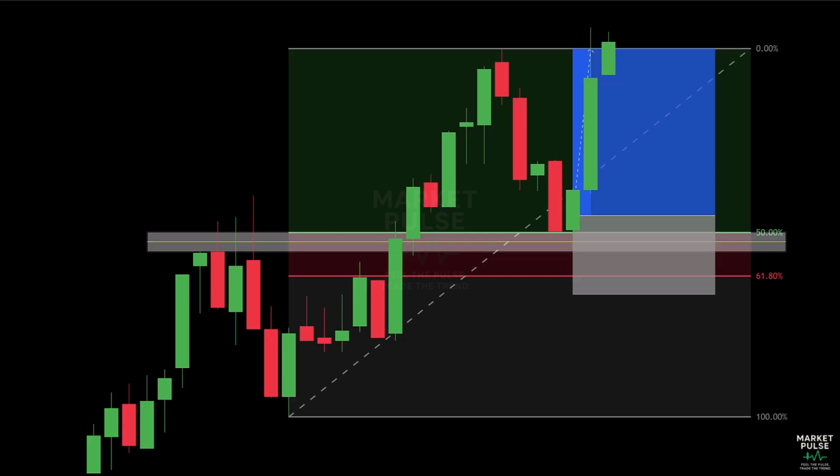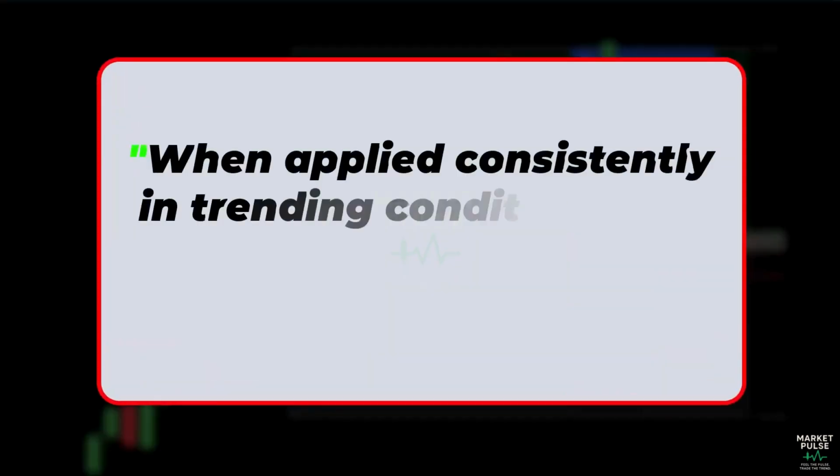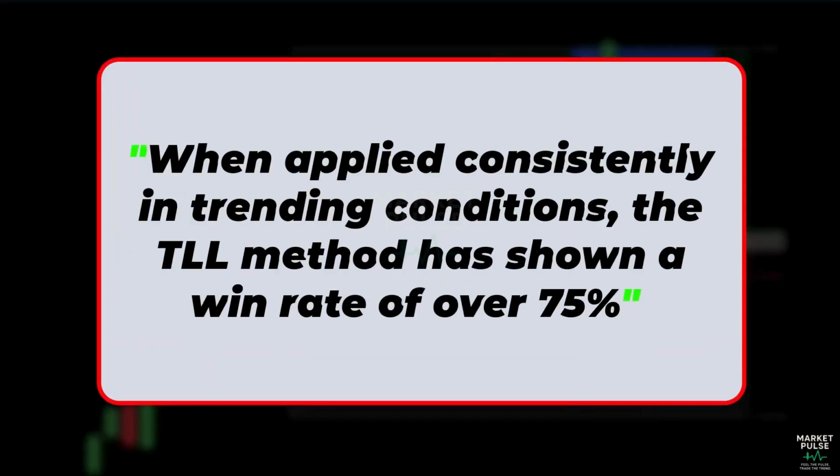When all three elements align, you're not guessing. You're trading with conviction. In fact, when applied consistently in trending conditions, the TLLL method has shown a win rate of over 75%.